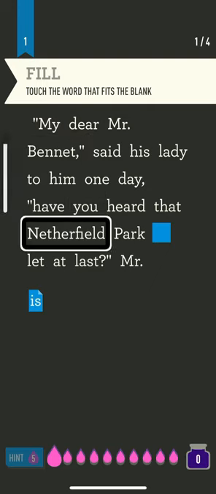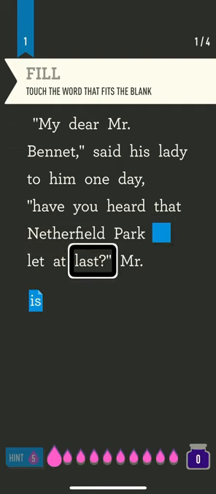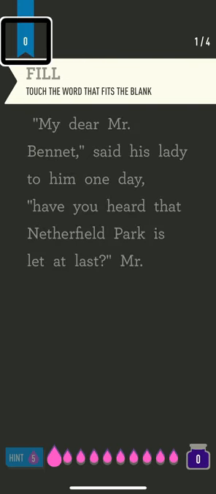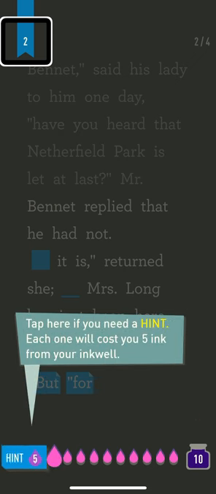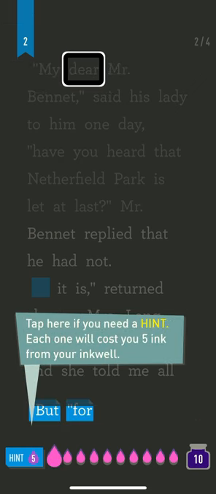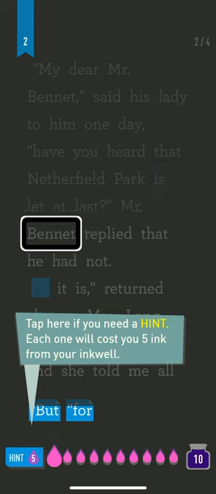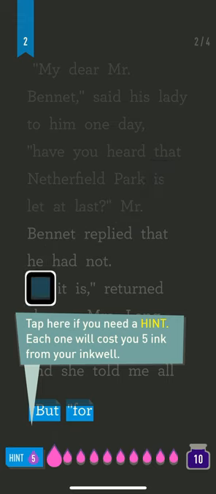Have you heard that Netherfield Park is let at last? Mr. Bennett replied that he had not. "But it is," returned she, "for Mrs. Long has just been here, and she told me all about it."